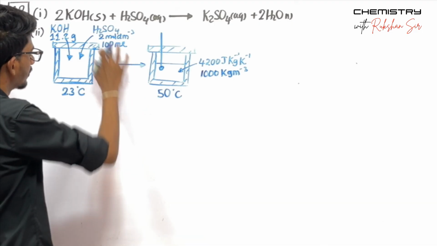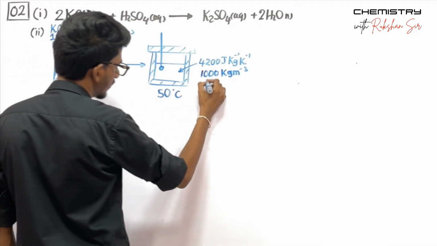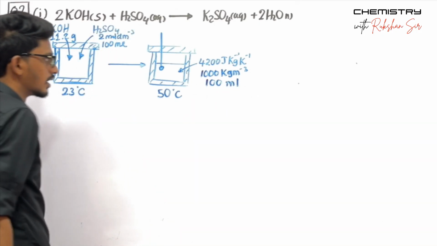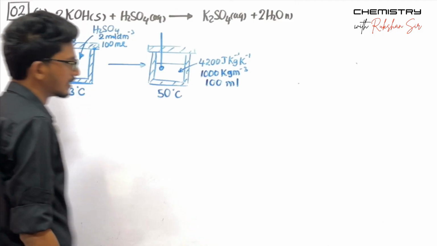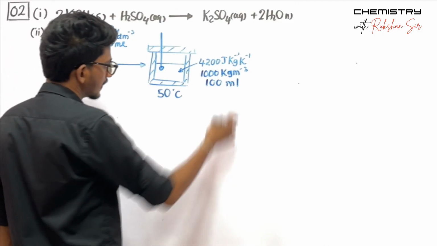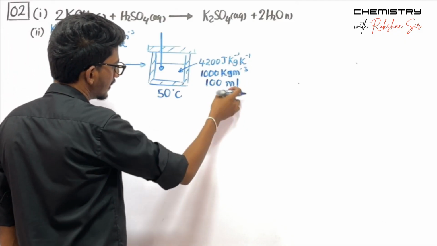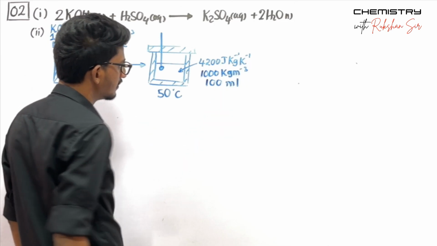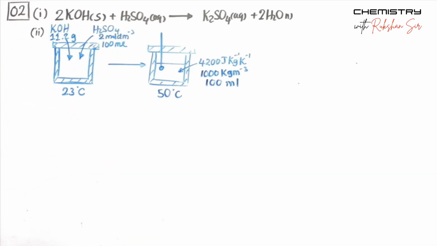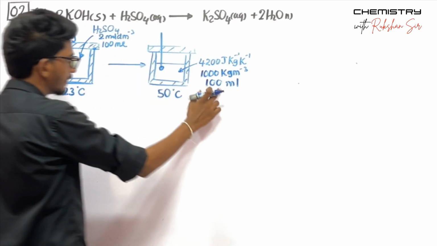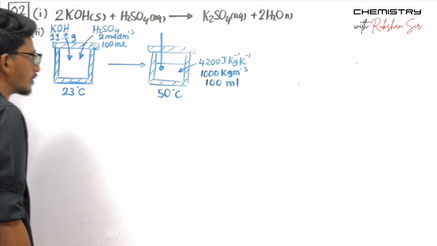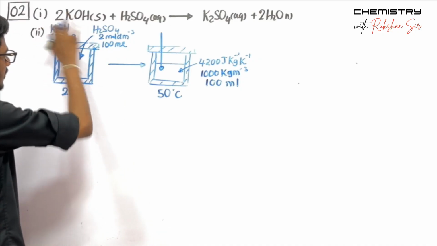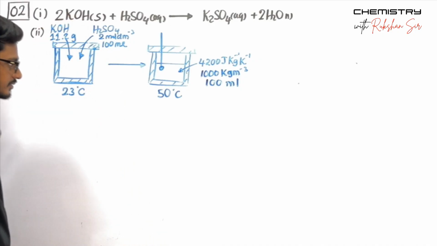So the volume is provided by only the H2SO4, so we can take the volume of the solution as 100 milliliters, right? That will be needed to come up with the mass of the solution. To come up with the mass of solution, the volume and the density are needed. The mass is m equals dv, right? I have written the volume of solution because the volume is only provided by the H2SO4 here, as KOH is added as a solid.